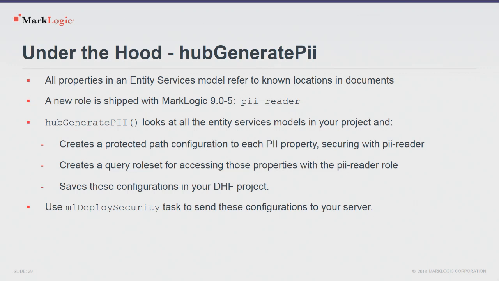So when I run hub generate PII or do the equivalent in Quick Start, what's it doing? It's looking at all the models in my project, and it creates a protected path configuration for each of the PII properties and secures it with the PII Reader role. Secondly, it creates a query role set for accessing those properties in search with the PII Reader role, and then it saves these configurations into the DHF project. And then once those are saved, I'm going to use a Gradle task, ml deploy security, to take the configurations and throw them up to the server so it's actually implemented. So with that said, let's see if I can make the machine work.